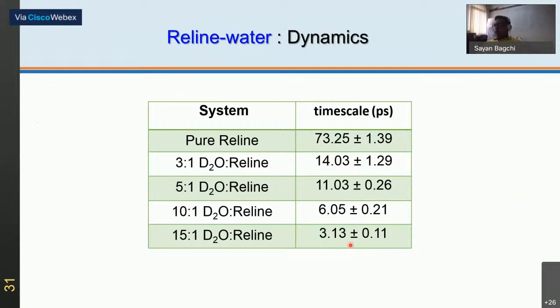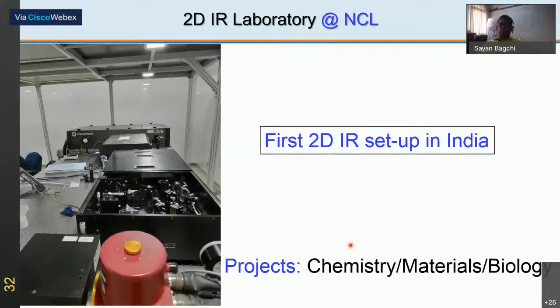So I'm almost done here. I will just show my lab here. This is a 2D laboratory at NCL. This is the laser, which we call the one box oscillator amplifier. The output here is the red light at 800 nanometer, which comes out, and we have the optical parametric amplifier, OPA, here. We have the IR being created from the second IR.